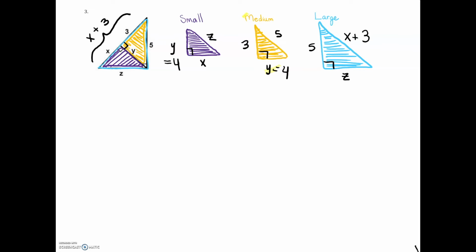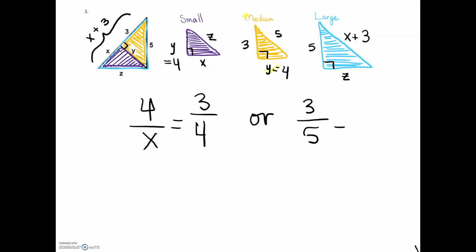Now we can solve for either x or z. So again, you can make proportions that are different and it'll still get the same answer. If we compare the small triangle with the medium triangle, we have 4 over x equals 3 over 4. If we compare the medium triangle with the large triangle, we have 3 over 5 equals 5 over x plus 3. In either case, we cross multiply to solve for x.